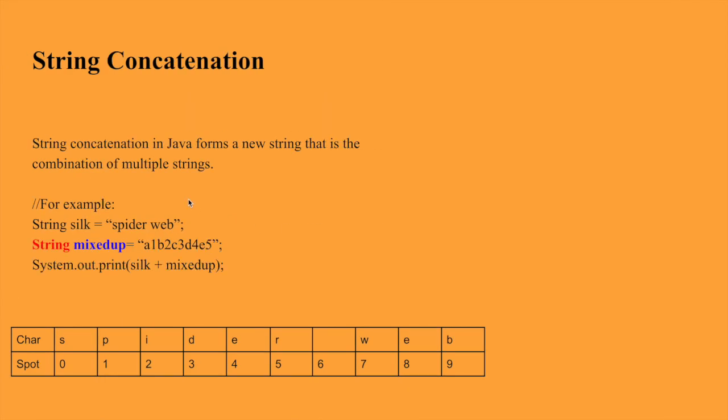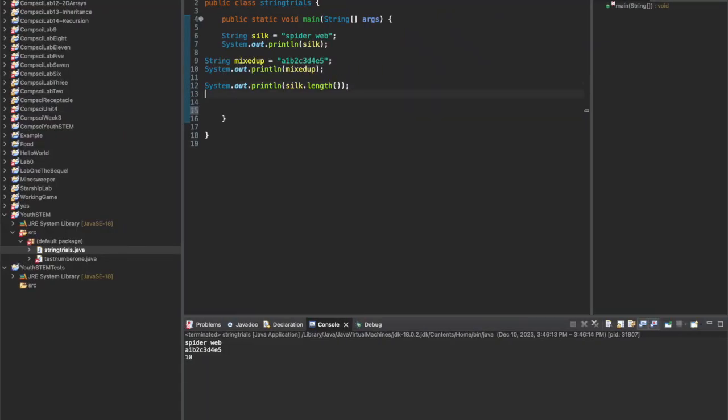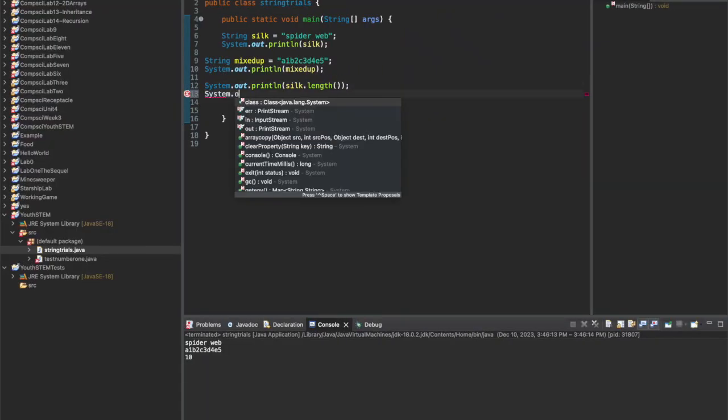Okay, string concatenation. I don't really know how to say it, but this forms a new string that is a combination of multiple strings. You just need a plus between the two. For example, if we're working with the same String silk equals "spider web" and String mixedUp equals "A1B2C3D4E5", we can print out System.out.print(silk + mixedUp), inside parentheses as the print function requires. If we do that, it'll kind of mash the strings together. This is a concept that's used a lot on the AP.